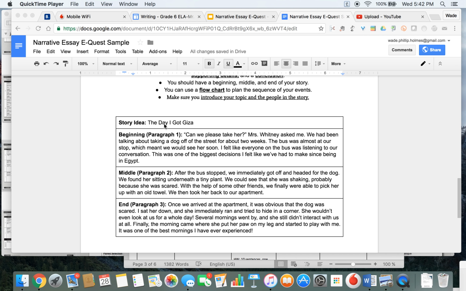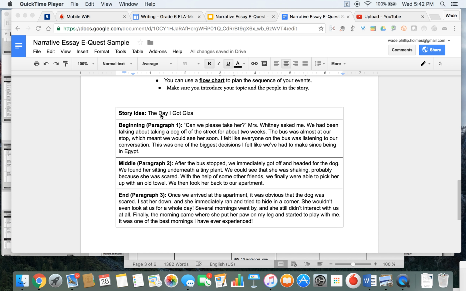So I decided that I was going to write a story idea about the day that I got Giza, our street dog. And what I did was I just used this flow chart and I planned just kind of a rough idea on what I will write for paragraph 1, 2, and 3. And you'll notice that each paragraph starts with the topic sentence, has at least 3 supporting details, and it also has a conclusion. The conclusion sentence helps to transition to the next paragraph as well. So that's something to think about.